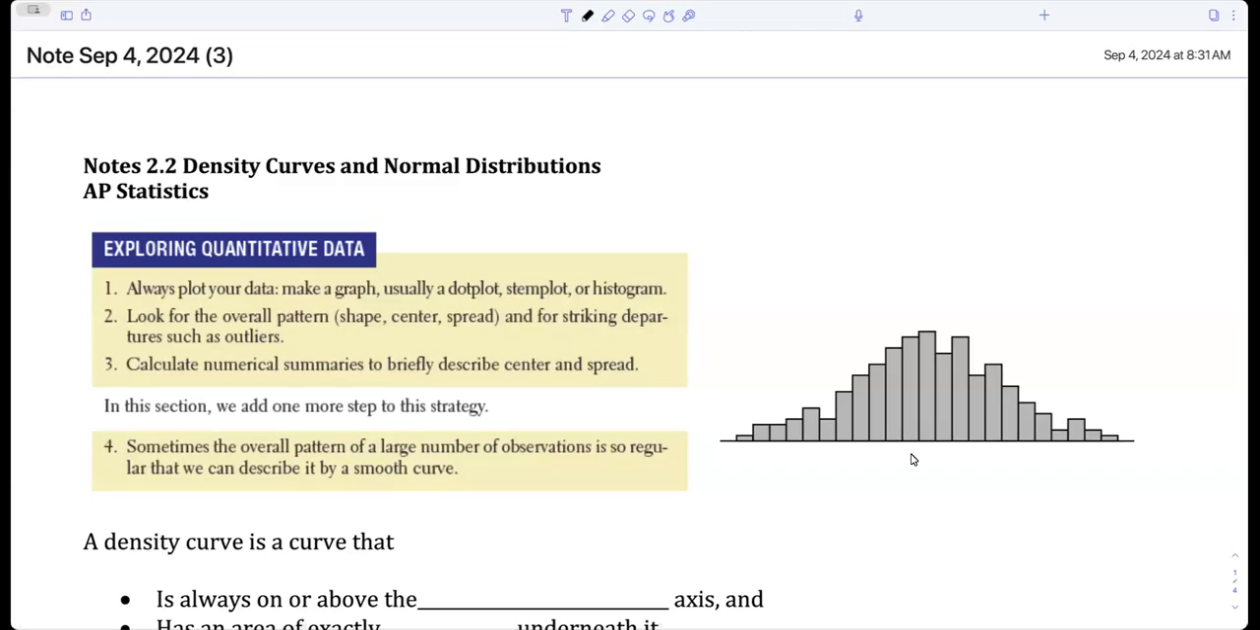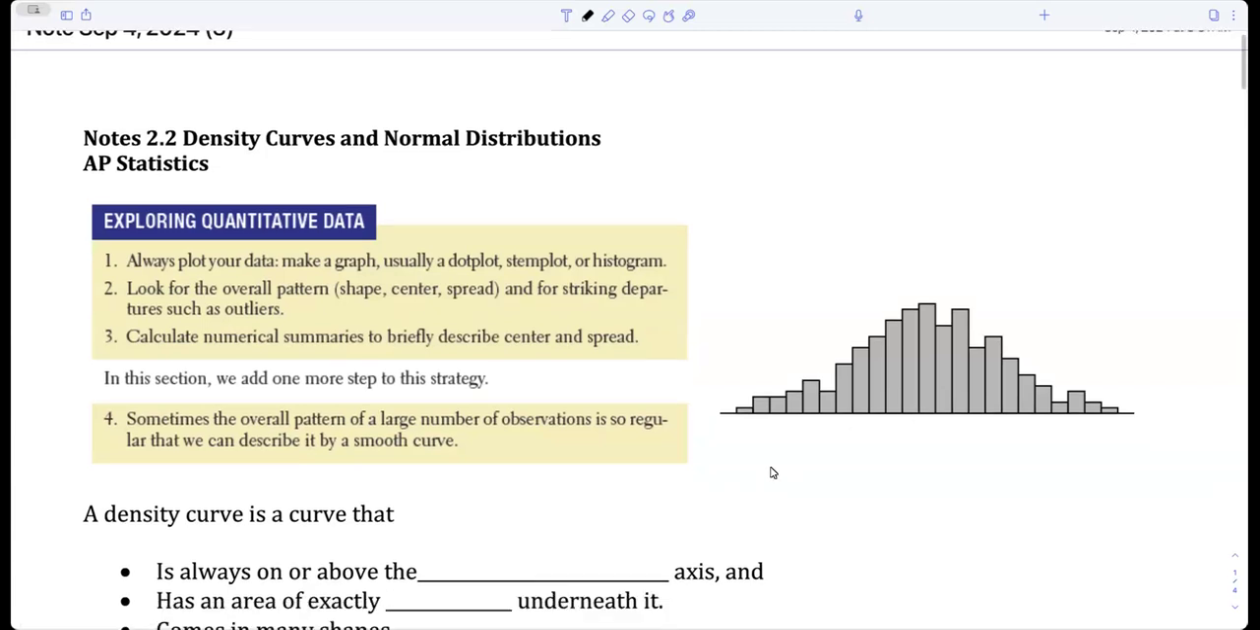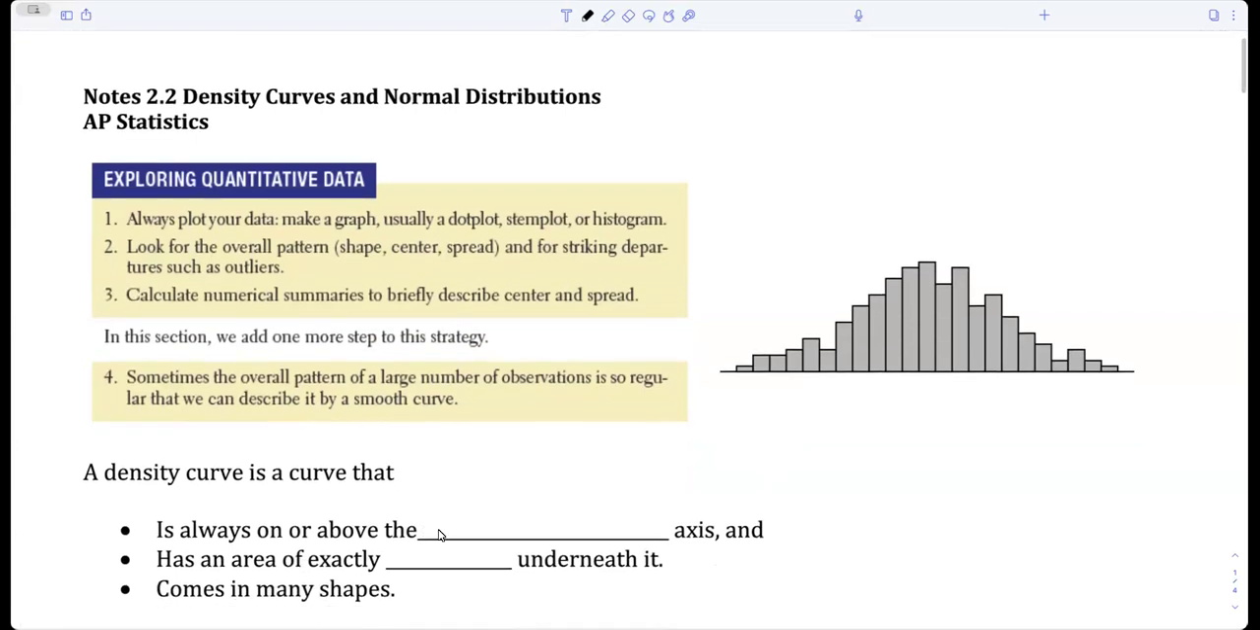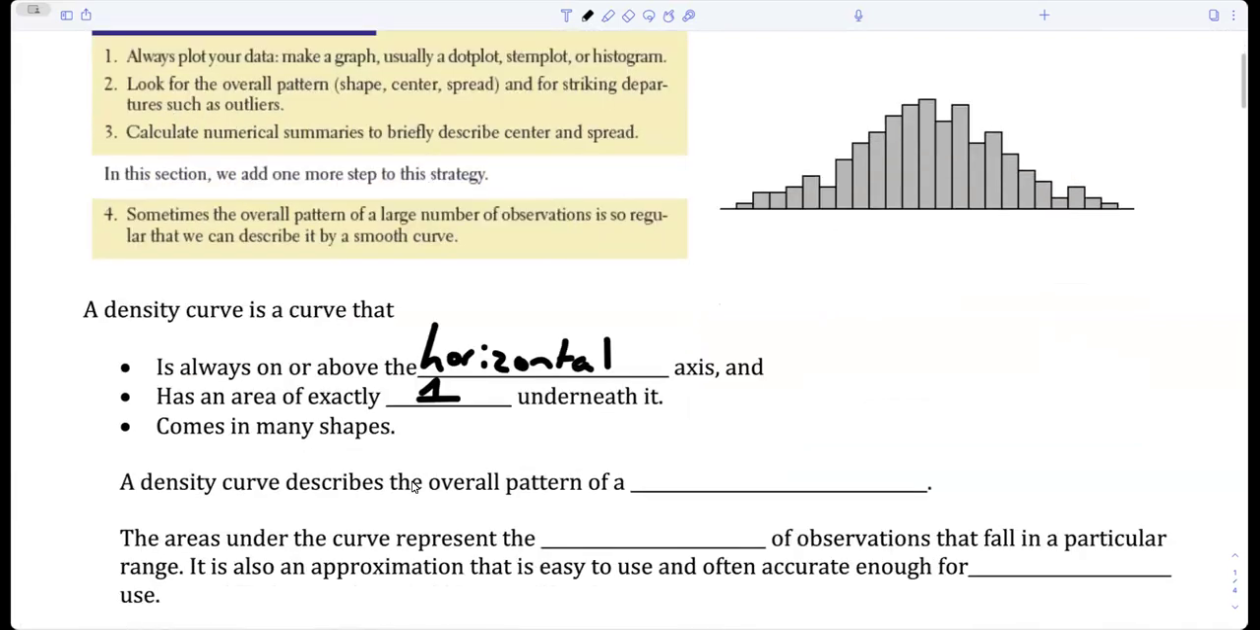So we have what is called a density curve. A density curve is always on or above the horizontal axis. A density curve always has an area of 1 underneath the curve. And a density curve can come in many different shapes. So a density curve describes the overall pattern of a distribution.